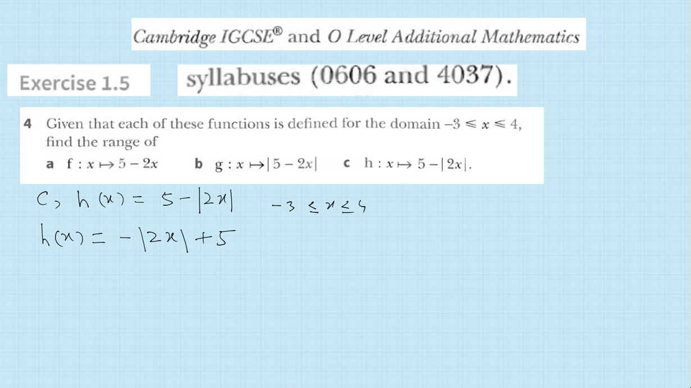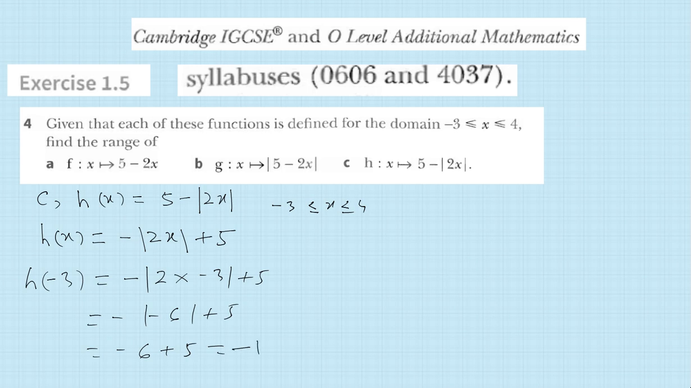Again, the simplest way, first we put the smallest value, which is minus 3. h of minus 3 is minus 2 into minus 3 plus 5. Minus 2 into minus 3 is minus 6 plus 5. And the absolute value of minus 6 is 6. So 6 plus 5, minus 6 plus 5 is minus 1.